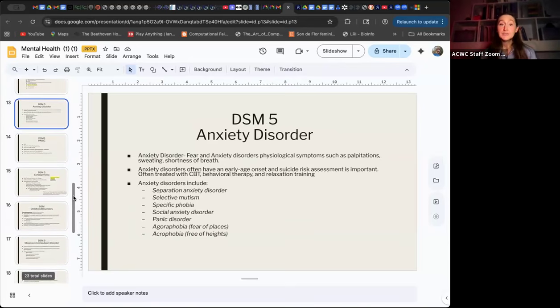Oh, another useful thing to remember is that the anxiety disorders are almost always, as you see right here, often treated with CBT. In a lot of the questions, that will be the answer. Treatment with CBT and/or medication.